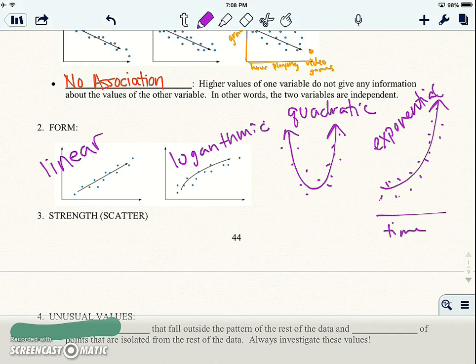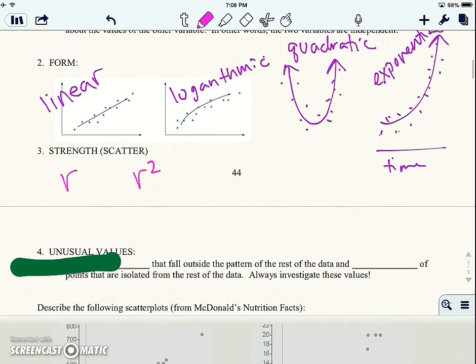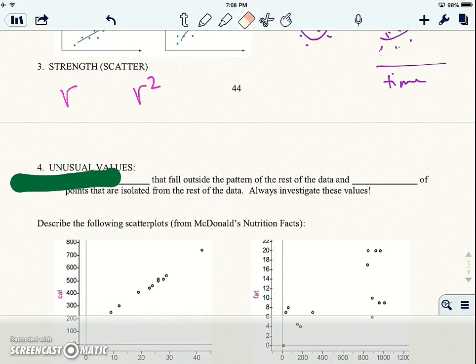Okay, and then the last one is strength, and we measure that with an R and an R squared value. Okay, and we will talk about those later. So we're going to skip 3 and go on to 4, which is unusual values, which you're used to, and those are outliers. Outliers are values that fall outside the pattern of the rest of the data.